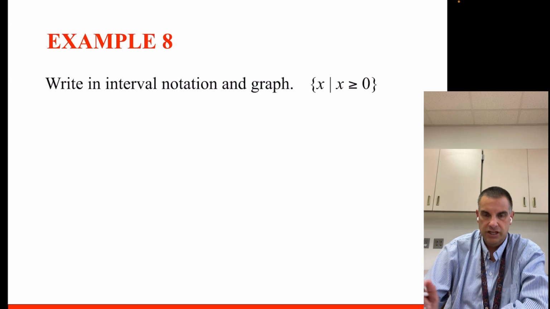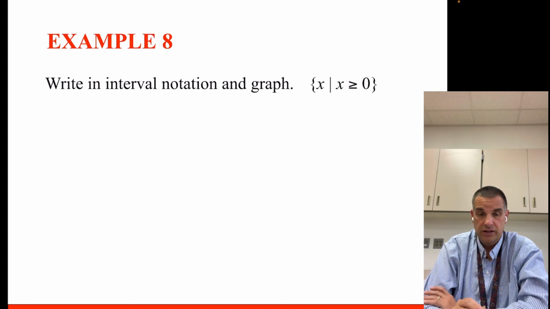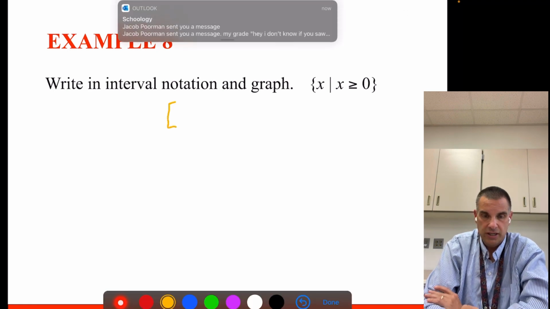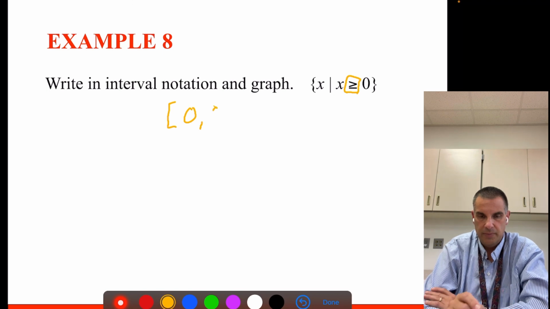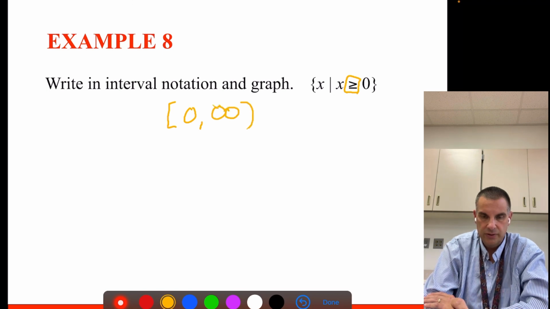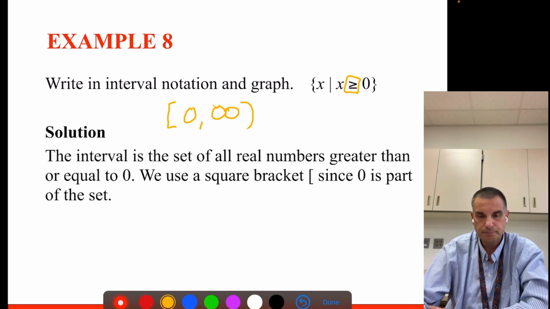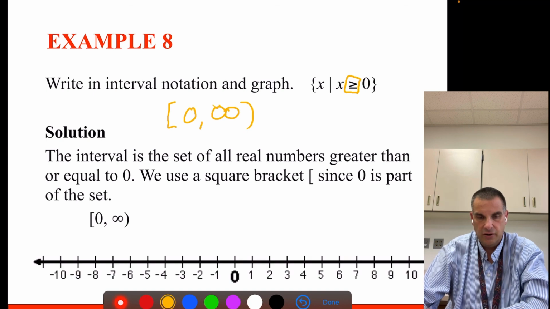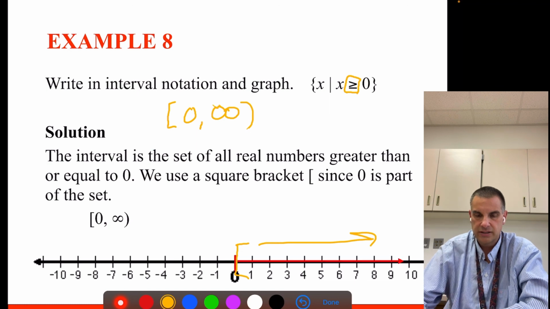Okay, interval notation and graph for x is greater than or equal to 0. So it's greater than or equal to this time. So my smallest number is going to be 0. And I'm going to use a bracket this time because it's greater than or equal to. My biggest number this time is it's going to go off to infinity, and infinity is always done with a parenthesis. Okay, so there's that solution, and then the graph, we're going to put a bracket at 0, and it's going off to the right to infinity.